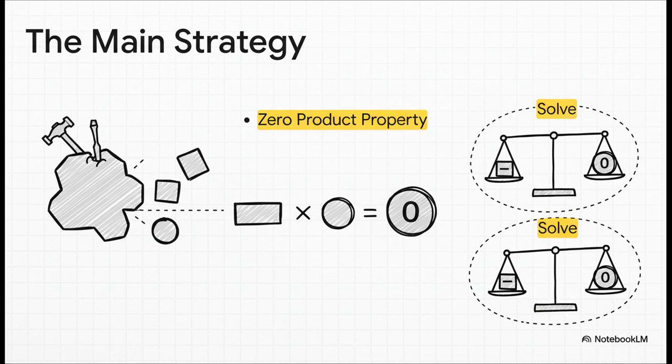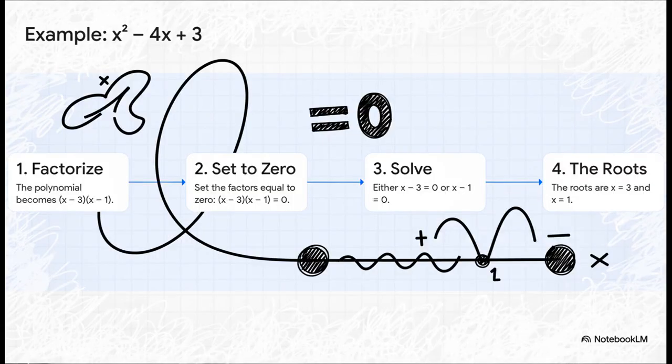All it says is that if you multiply a bunch of things together and the answer is 0, well then at least one of those things had to be 0 in the first place, right? This lets us solve each tiny piece on its own. Let's watch it work with an easier example, a quadratic.